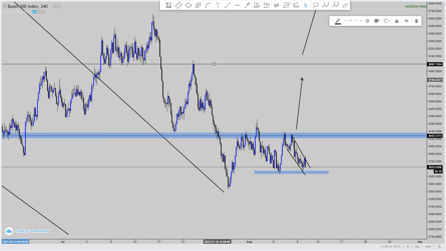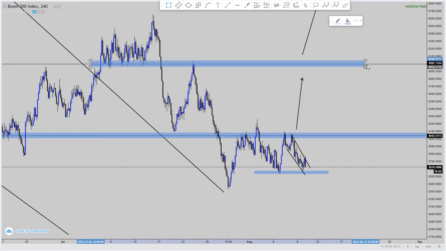So I was just refining the level here, refining the area, refining our zone. This is the zone according to the 4-hour.